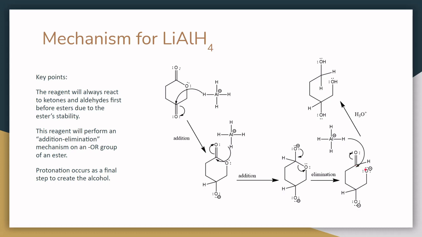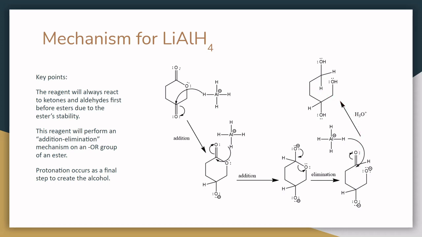This breaks the bond between the carbon and the oxygen and leaves an extra negatively charged oxygen. And then the whole process repeats again, which leaves us with two negatively charged oxygens from one ester. This just goes to show how reactive this reagent is. And finally, we need to protonate all of the negatively charged oxygens, which will turn all of them into alcohols.